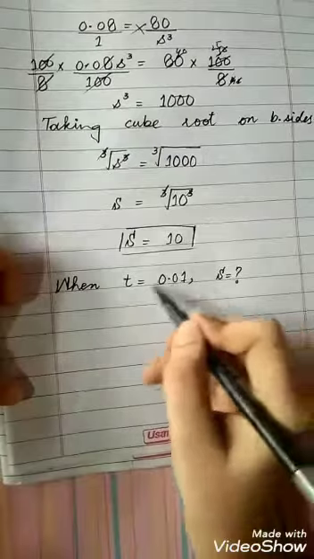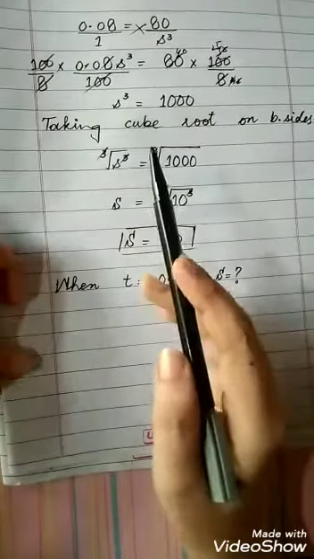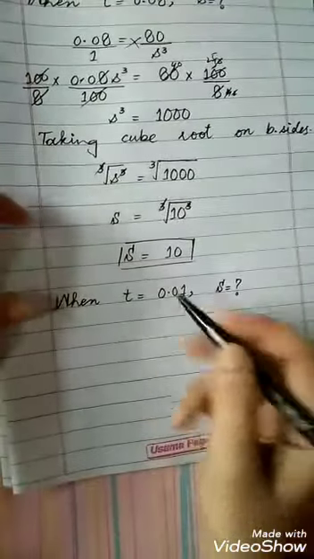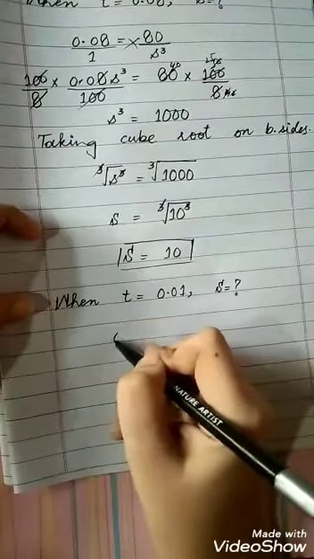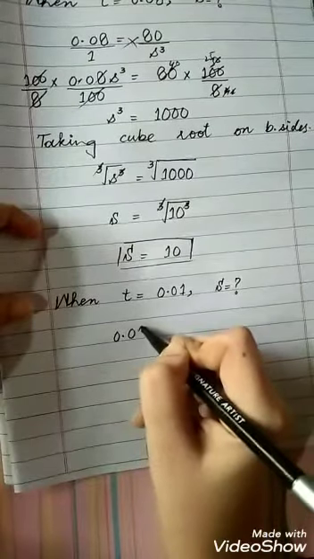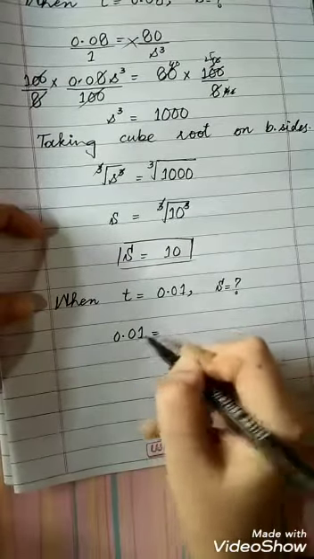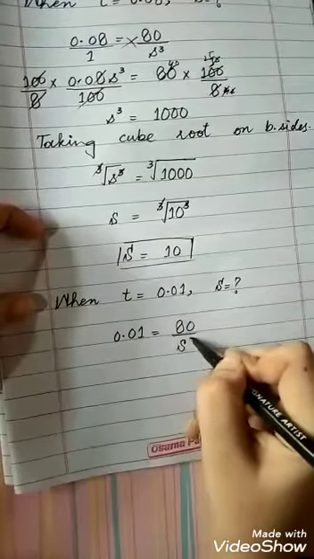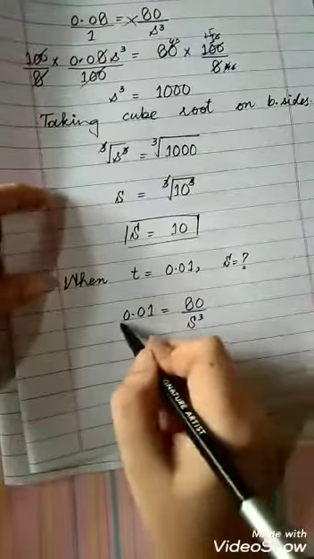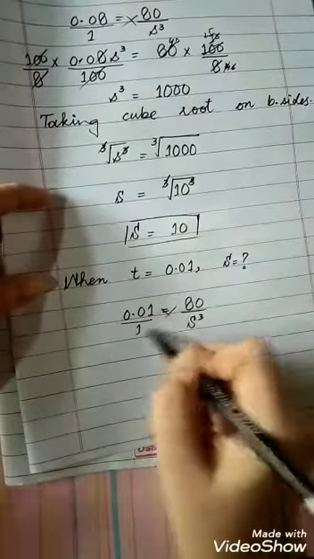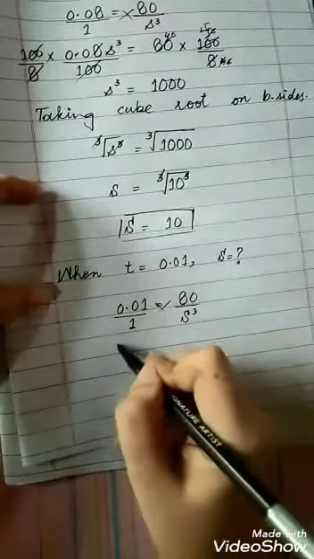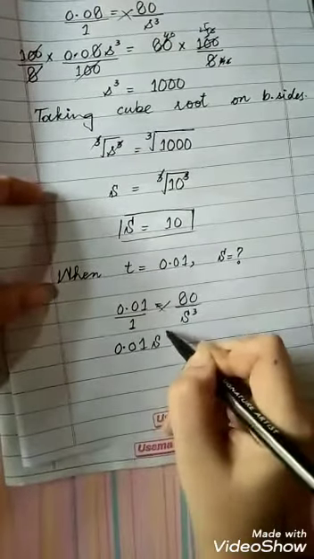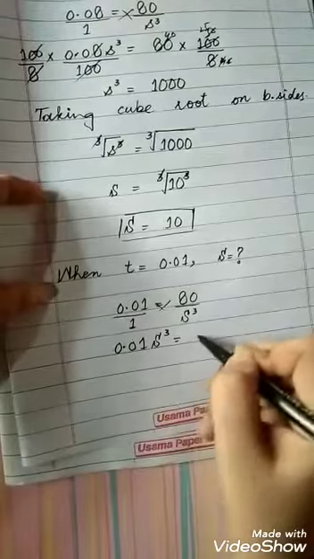Now we have to place the value of t in that equation, general equation number 2, and then we can find the value of S. The t value is 0.01, which is equal to 80 by S cube. Cross multiplying, 0.01 S cube is equal to 80.